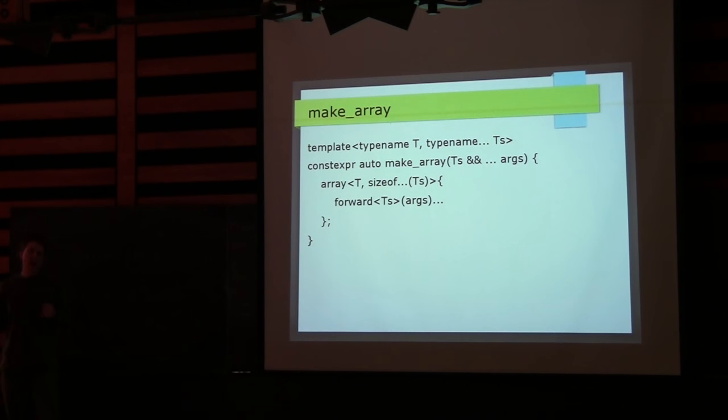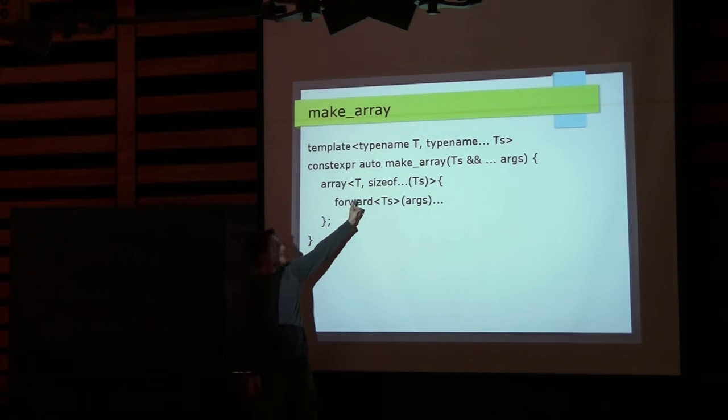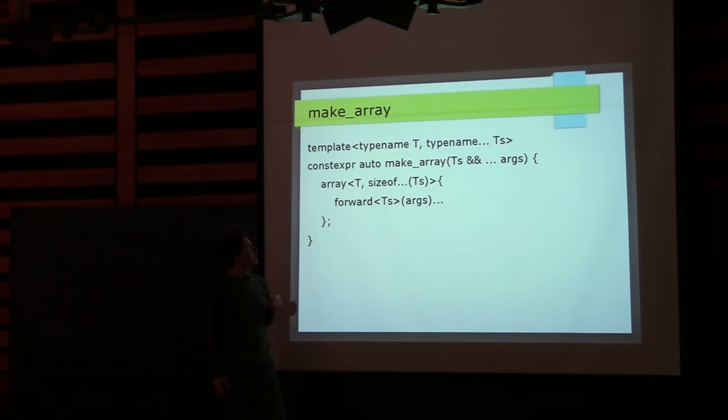And there are essentially no requirements on what those types are. They don't have to be the same type. They can be int, long, double. Doesn't matter. Whatever they are, we're going to take the size of the whole pack, and that's the size of our array, just like with a C array. And then we're going to forward all of the arguments in.